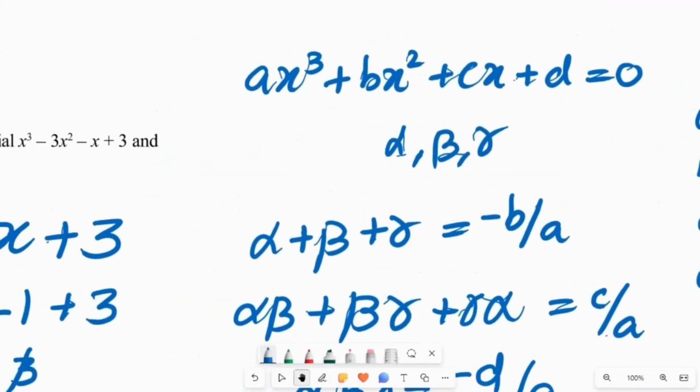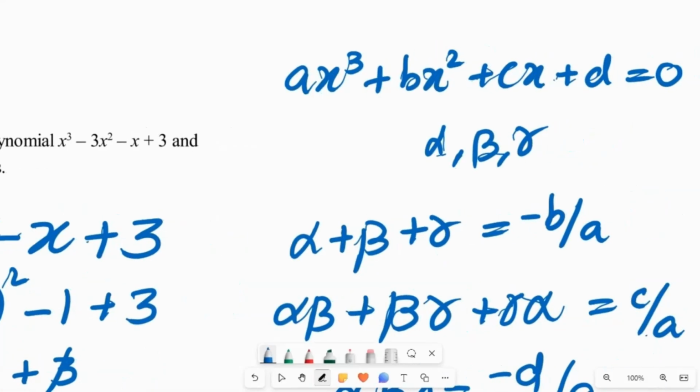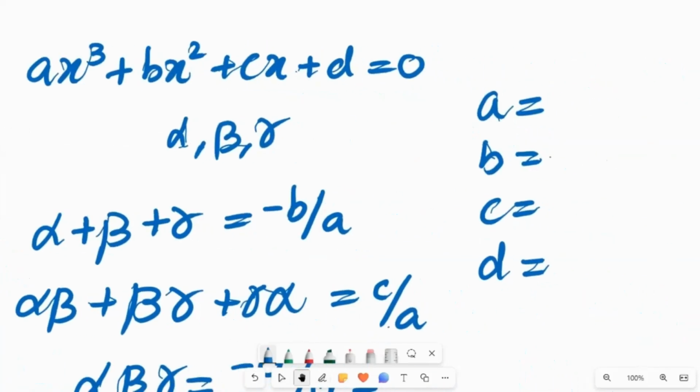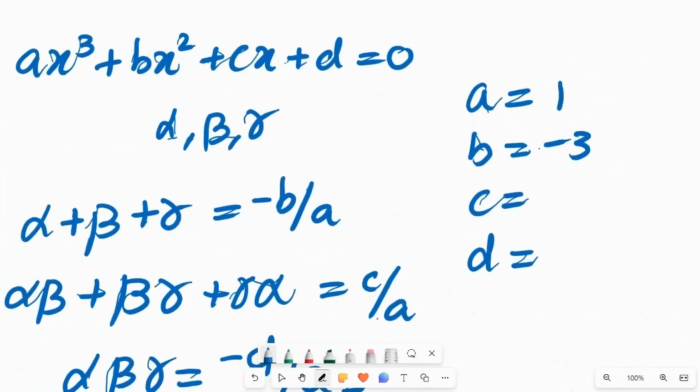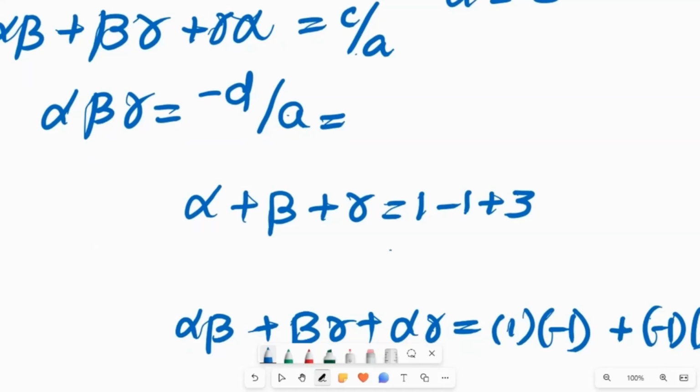So, if we compare this equation with the given equation, we have a equal to 1, b equal to minus 3, c equal to minus 1, and d equal to 3. So, we have these a, b, c, d values. Next, to check the relationship, I gave the values as minus b by a, c by a, minus d by a. To check if it is true, let us add all the zeros.